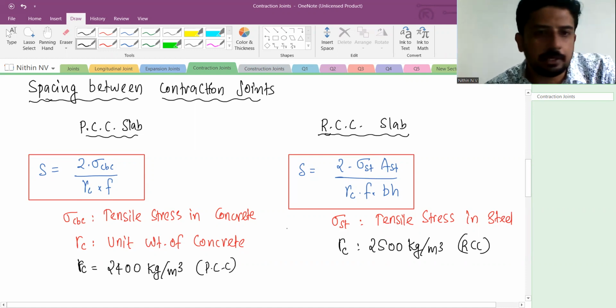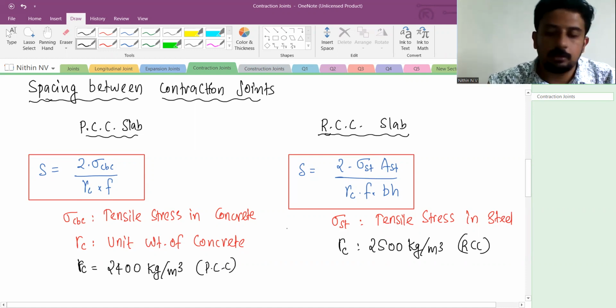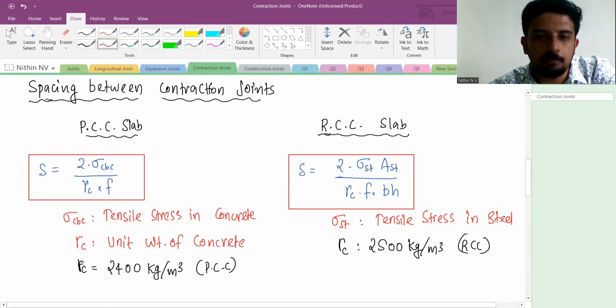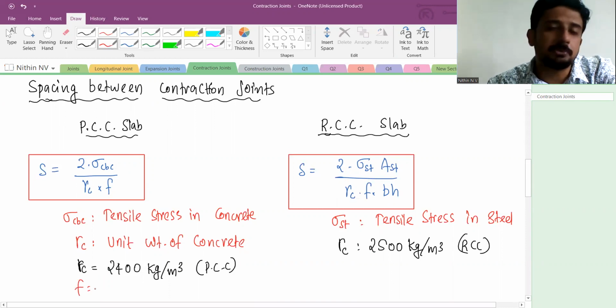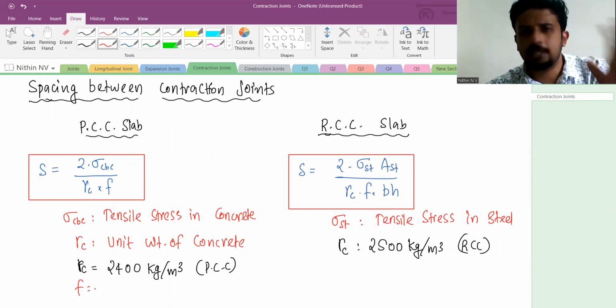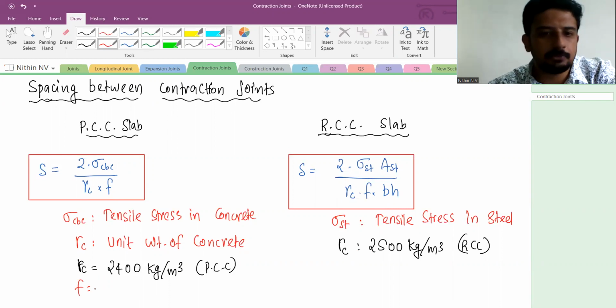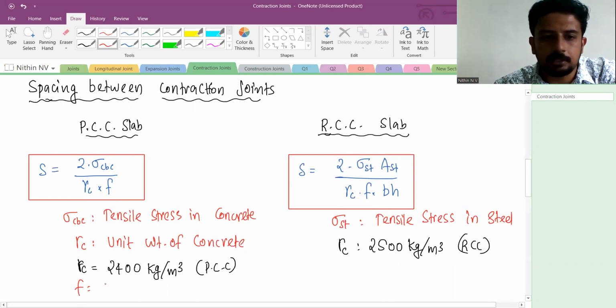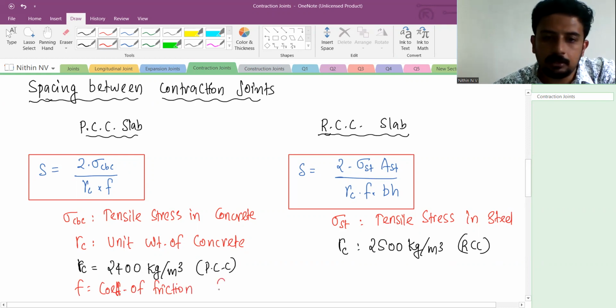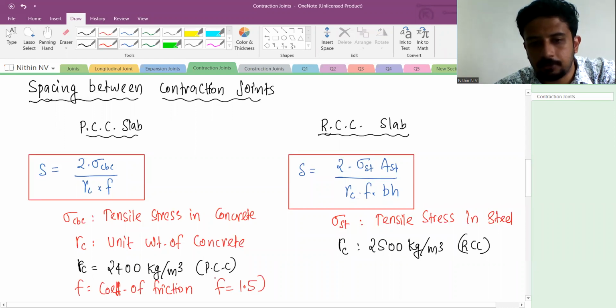So even though in the equation we write gamma C, based on the type of slab we are using, the gamma C value also needs to be changed. The term is the same, but the values are different. Now F: suppose they give some other value, for example 25 kilonewton per meter cube, then take the exact value given in the question. In the absence of data, take these values. F is nothing but the coefficient of friction. In case the value is not given, take F equal to 1.5.